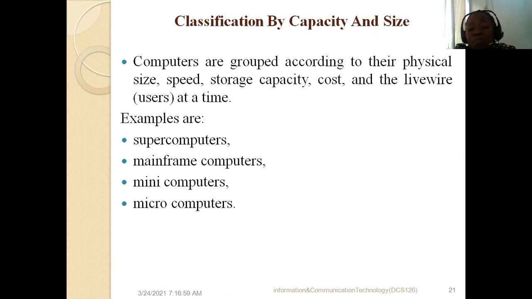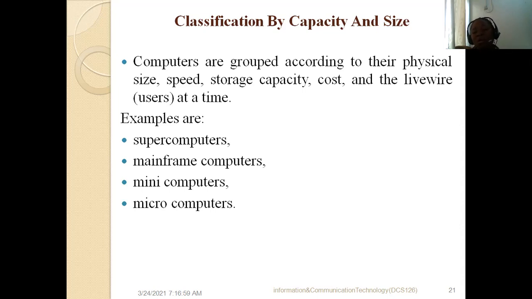These are grouped according to their physical size. These are computers, basically, that are grouped according to their physical size, how big, how small, how portable, and so on. Also, according to their speed, how fast can this computer process data? How large is the storage capacity? How much can it store at any given time? What is the cost? How expensive? And then the live wire. That's the users. How many users can sit on the computer at a time?